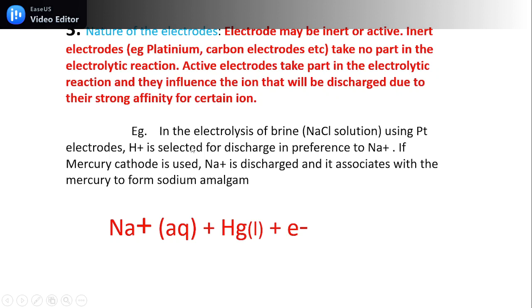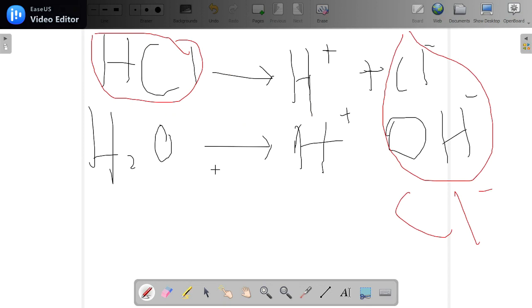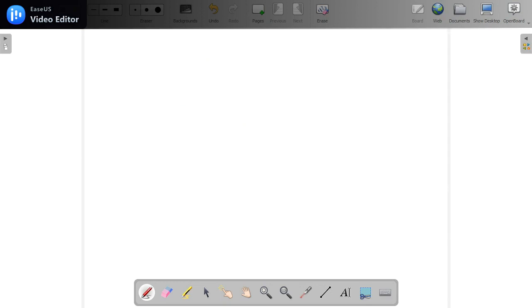An example is the electrolysis of brine. Brine is the mixture of common salt in water. So in the electrolysis of brine, NaCl solution, using platinum electrodes, where Pt stands for platinum, we have sodium chloride here and water here as well.